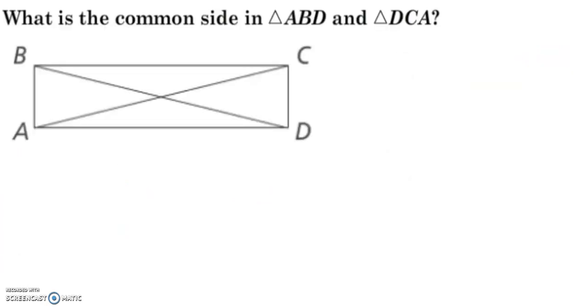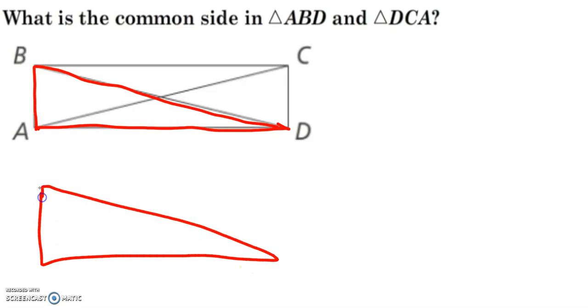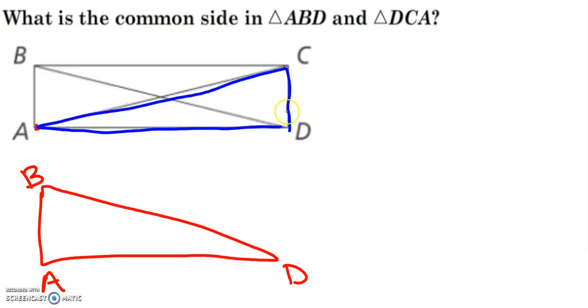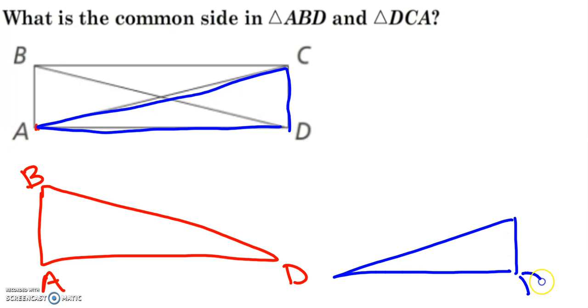So here's our new question. What is the common side in triangle ABD and in triangle DCA? The first thing I'm going to do is trace triangle ABD and redraw it over here. So A, B, D, there's nothing special about it. I don't have to mark any of the angles. I don't know if anything's congruent. And then I'm going to trace triangle DCA and redraw it over here the same way.